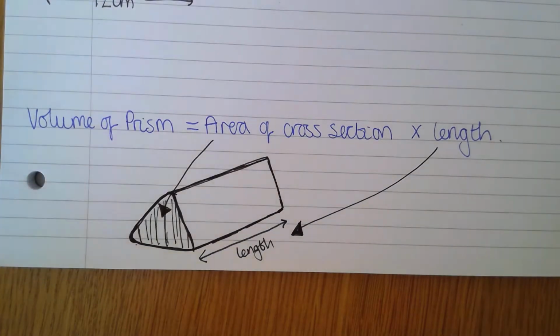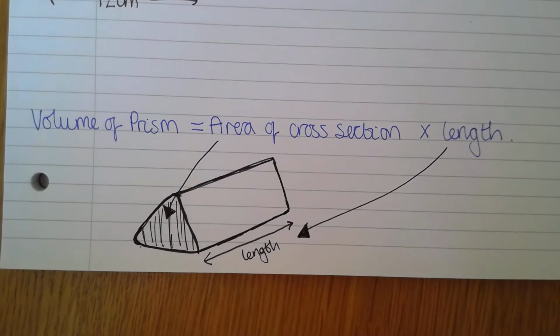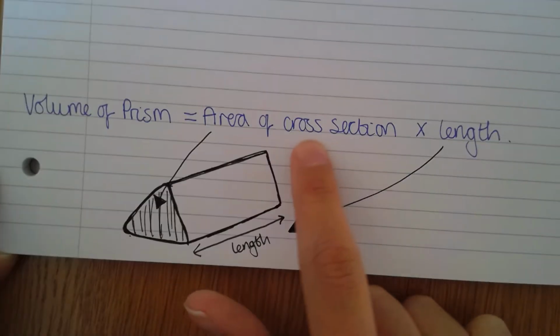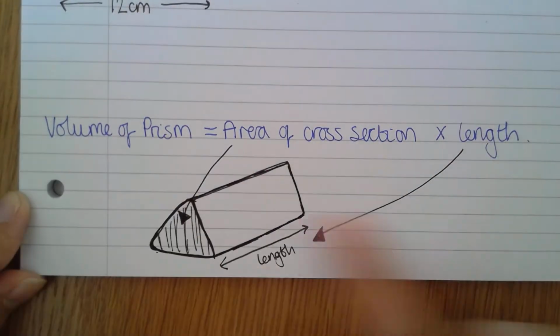So we're going to look at finding the volume of a prism. To find the volume of a prism, you need to do the area of the cross section times length. So we need to write this formula down.